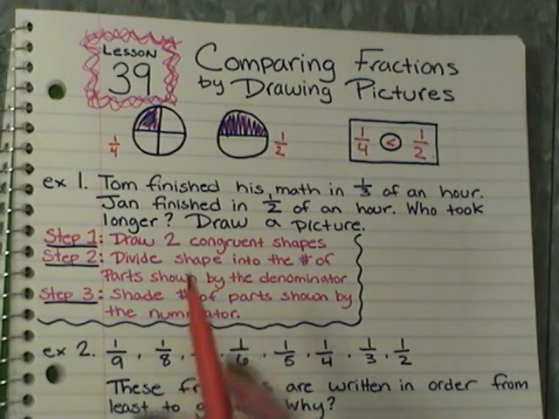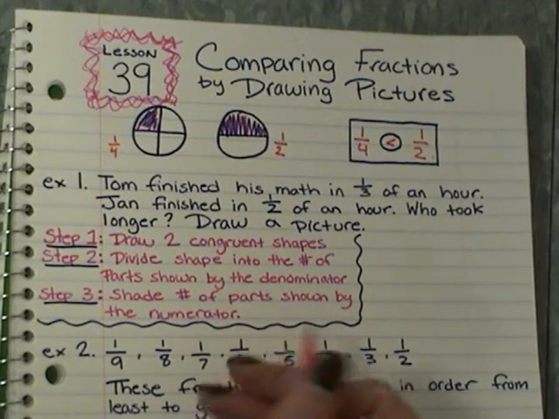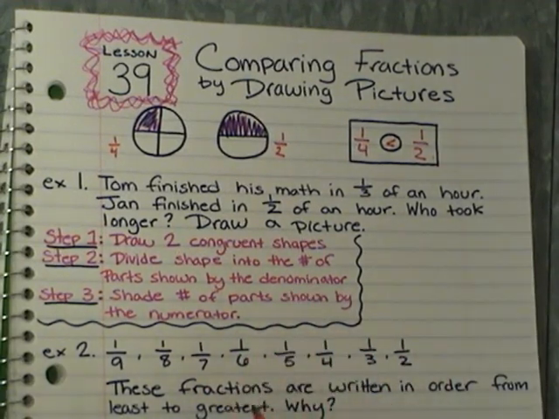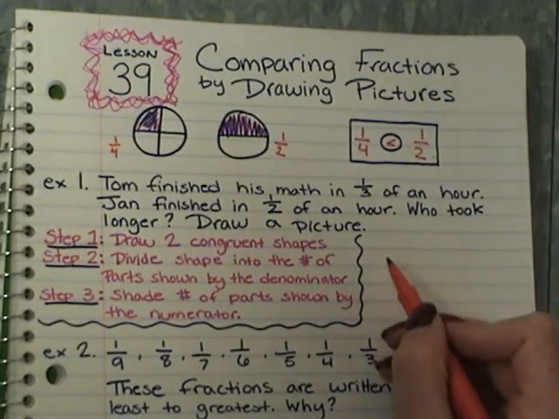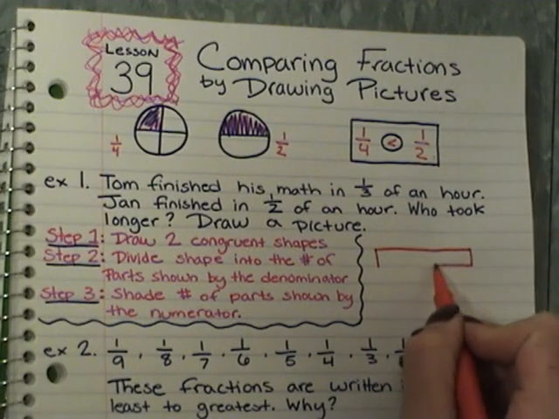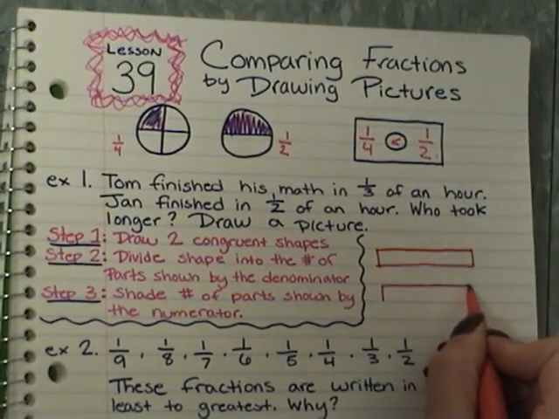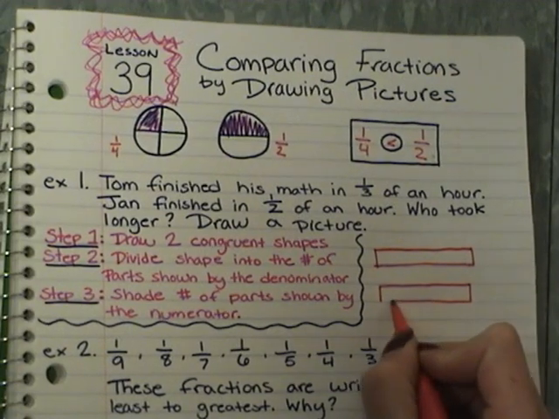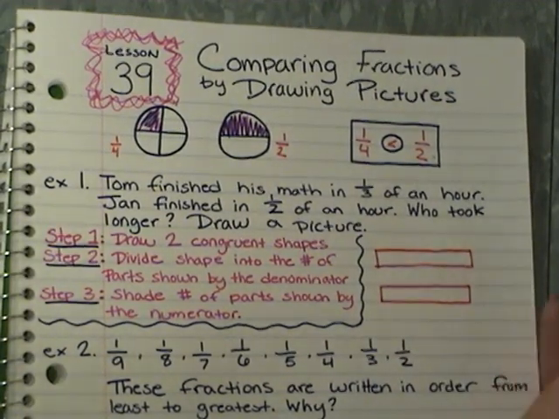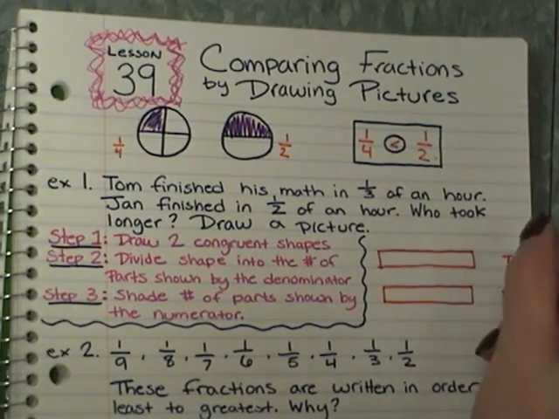So step 1, draw two congruent shapes. Congruent means exactly the same. I'm going to draw rectangles because they are easy. So I'm going to draw my rectangle, and I'm going to draw my other rectangle. Congruent, we're going to say these are exactly the same. This one is going to be Tom, I'm going to put a T, and this one is going to be Jan.